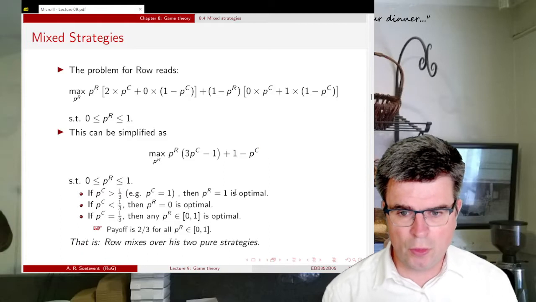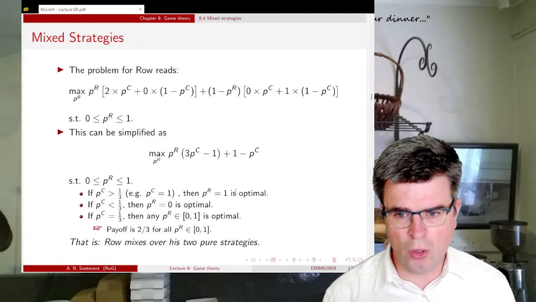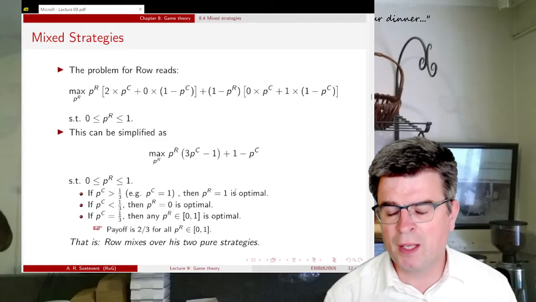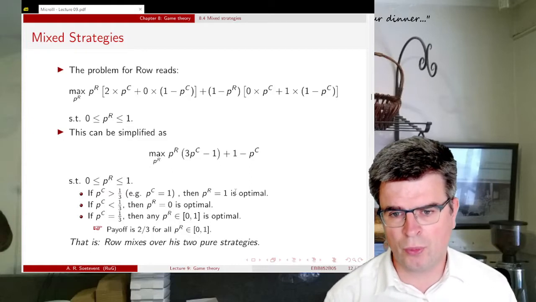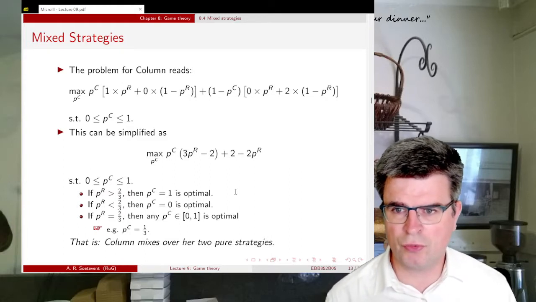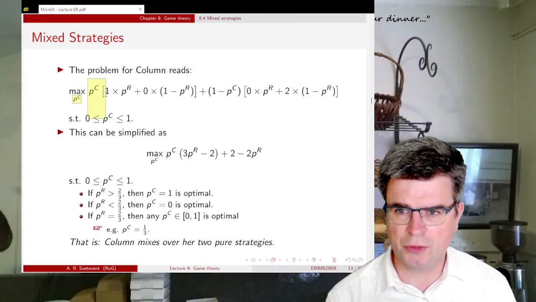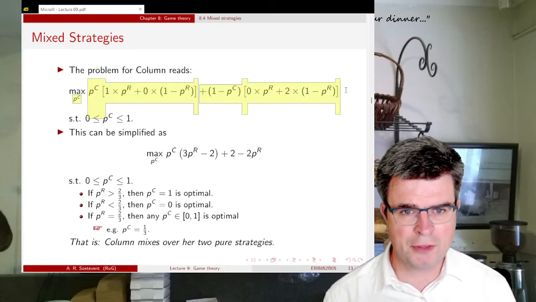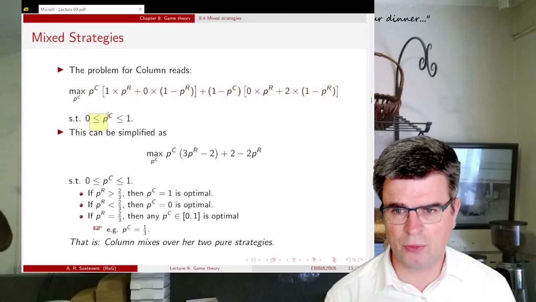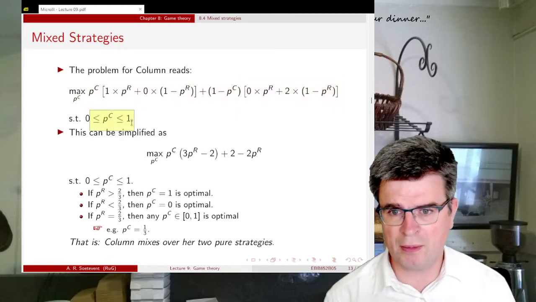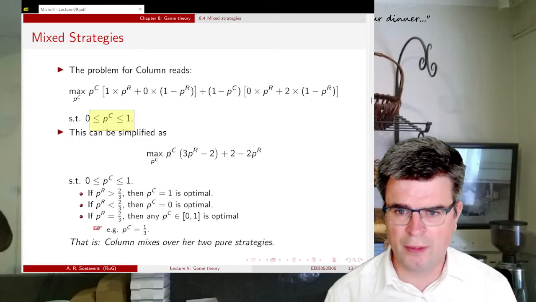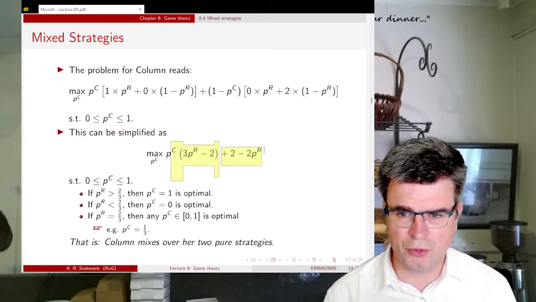So Row mixes over his two pure strategies, and now we can do the same for the column player. So we have the similar problem. The objective function of the column player reads as follows. The column player maximizes this expected utility function subject to a similar constraint on the probability. Again, we can simplify, please check it yourself, and we get this expression over here.